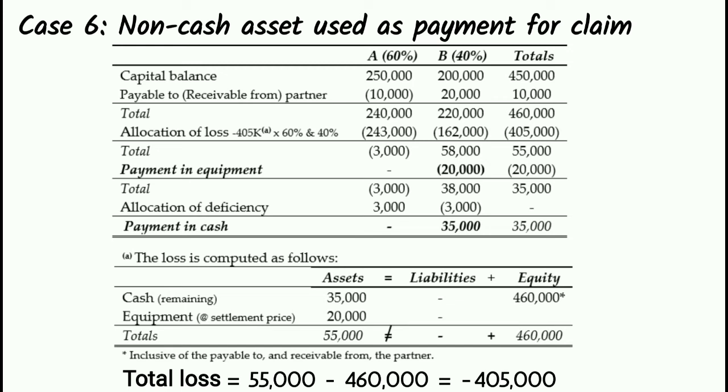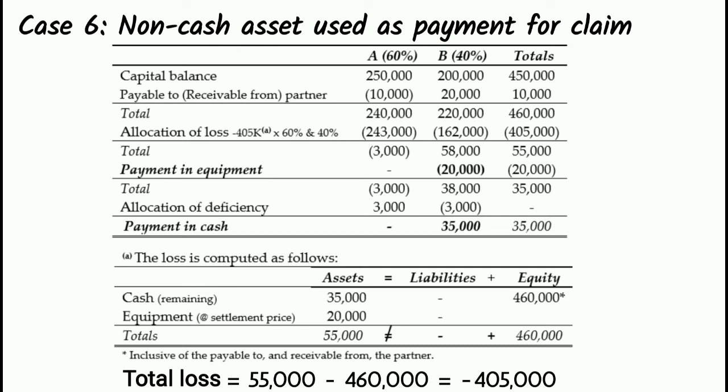That is equal to negative 162,000 pesos. The capital balance of A after allocating the loss is negative 3,000 pesos. And the capital balance of B is 58,000 pesos. That is the capital balance of B after allocating the loss, for a total of 55,000 pesos. 58,000 pesos minus 3,000 pesos, that is equal to 55,000 pesos. Next, deduct the payment in equipment of 20,000 pesos from the capital of B.